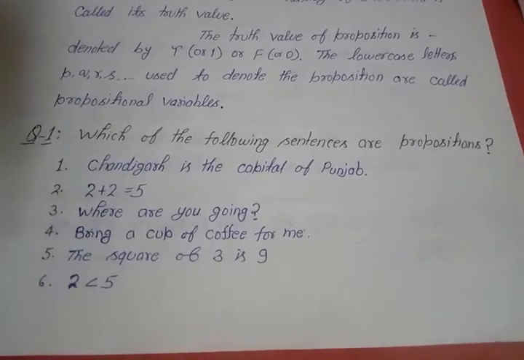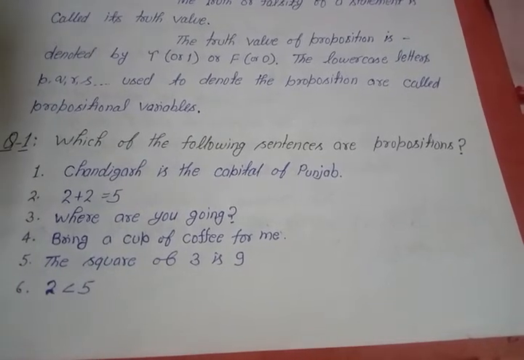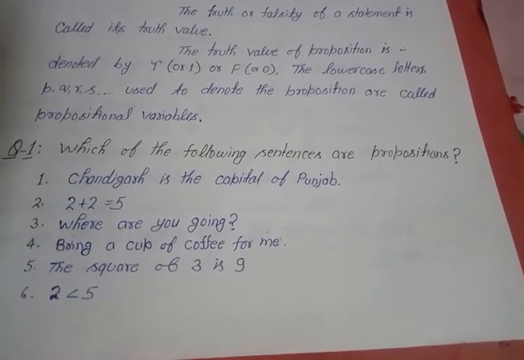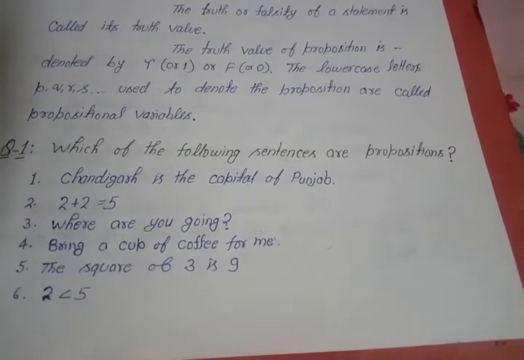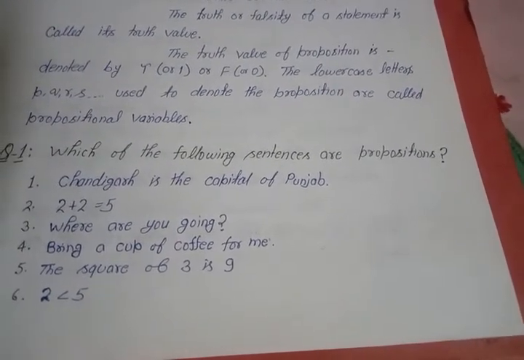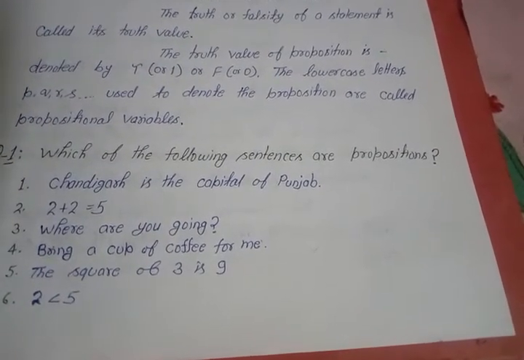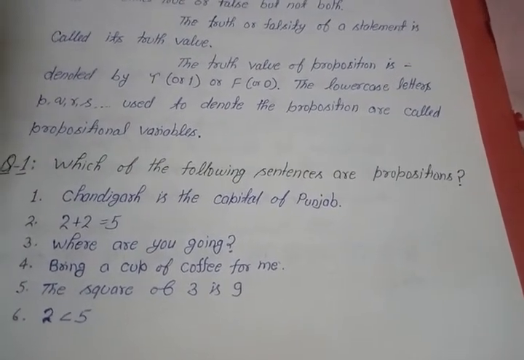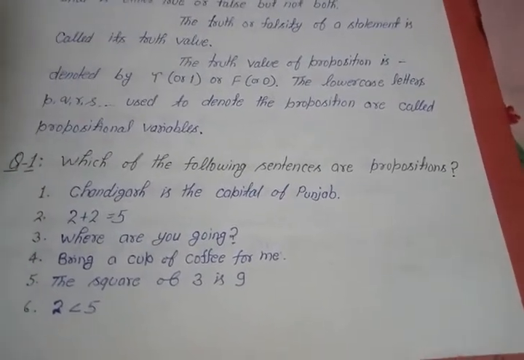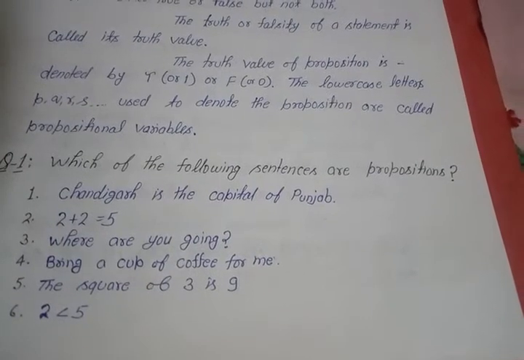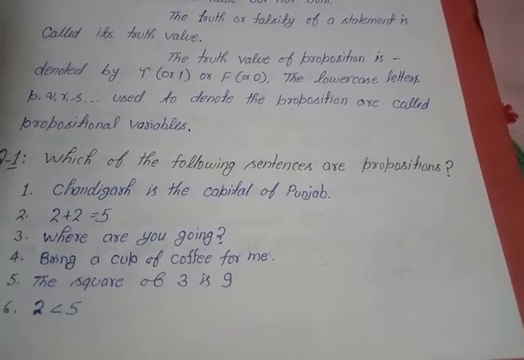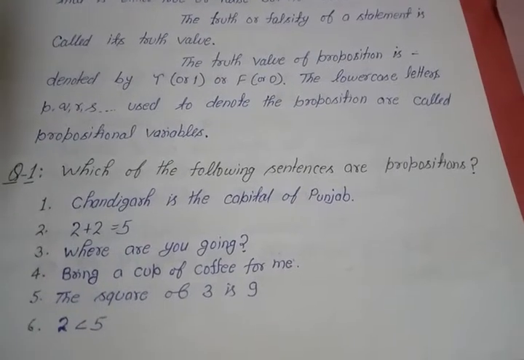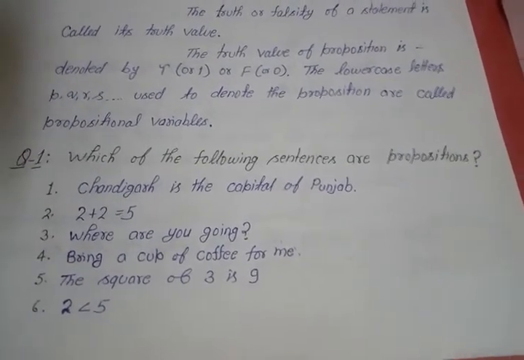Now we see the second example, 2 plus 2 is equal to 5. We all know 2 plus 2 is equal to 4, but here we have written 2 plus 2 is equal to 5. The answer will be no, it is wrong. Since it has the value no, it is also a proposition. In the third question, where are you going? There is uncertainty in this question. We cannot respond in the form of yes or no. So the third statement is not a proposition.